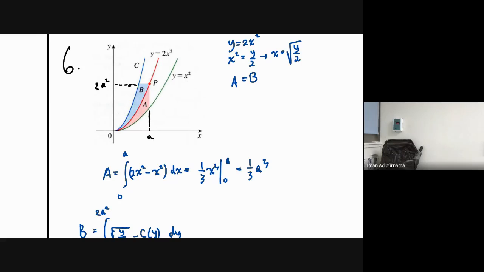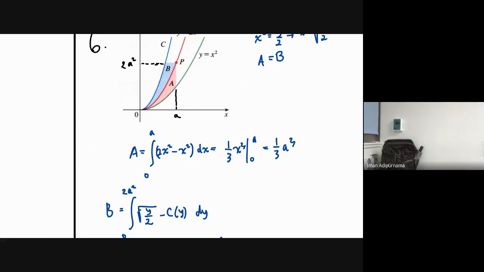If you look at the graph, it's this. If you are looking at dx, it will be a little bit difficult to evaluate. But if you look at dy, it will be much easier. So you can change all the information in B into y. So the curve will be the square root of y/2. From 2x squared, you get the square root of y/2.